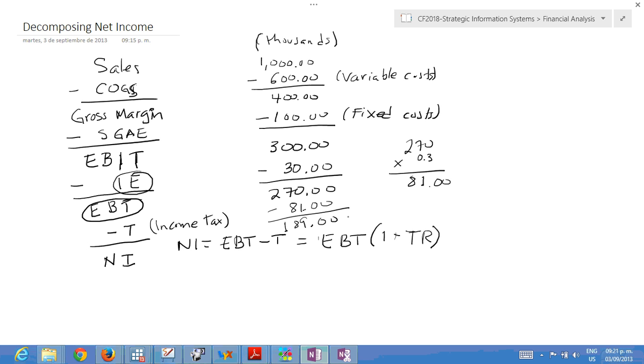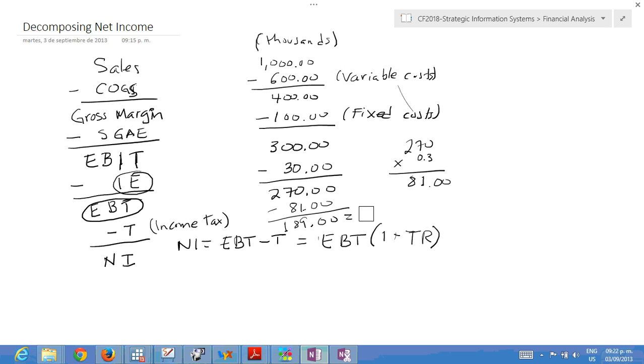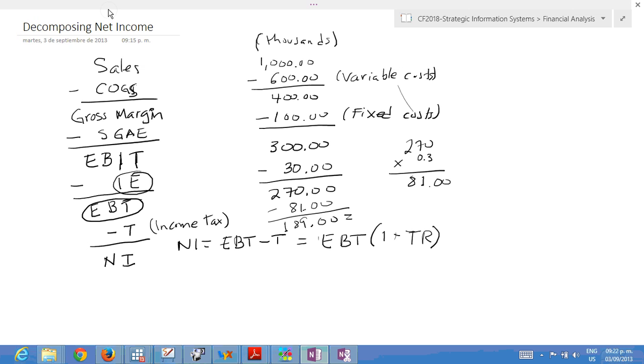189,000 pesos as your net income. Sorry about that. This is going to be equal to your net income. I want to put it in blue. This one is going to be the net income.